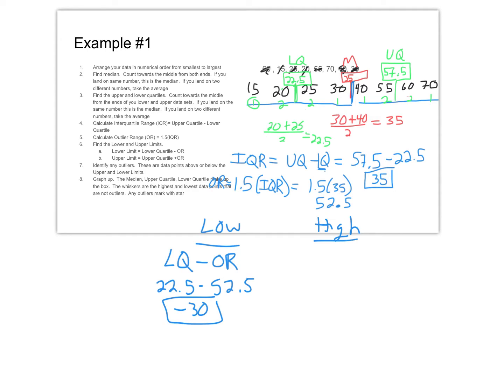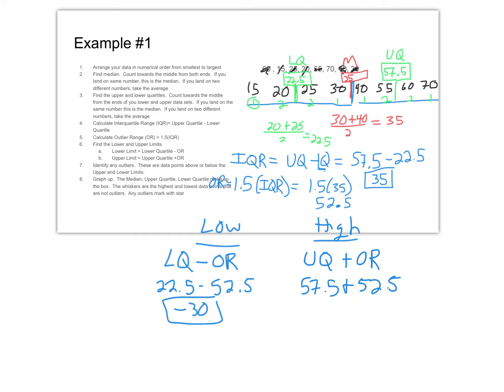So we ask ourselves, do I have any data points below negative 30? The lowest data point I had was 15. So do I have any data points lower than negative 30 to be considered an outlier? The answer is no. So 15 is an okay number. We don't have any lower outliers, and that's okay. All right, for the high side, we're going to take the upper quartile and add outlier range. So we're going to take 57.5 and add 52.5 to it.